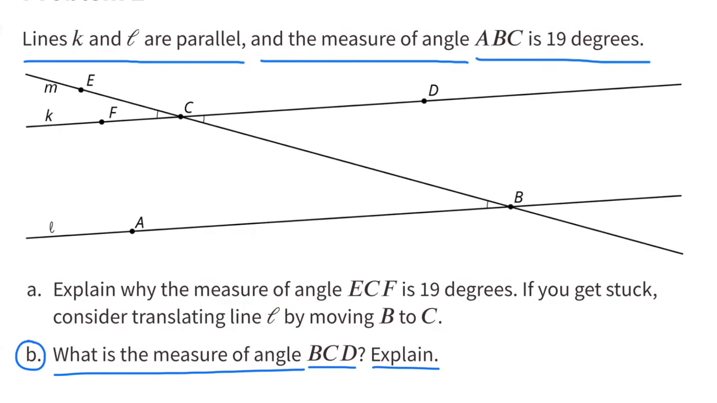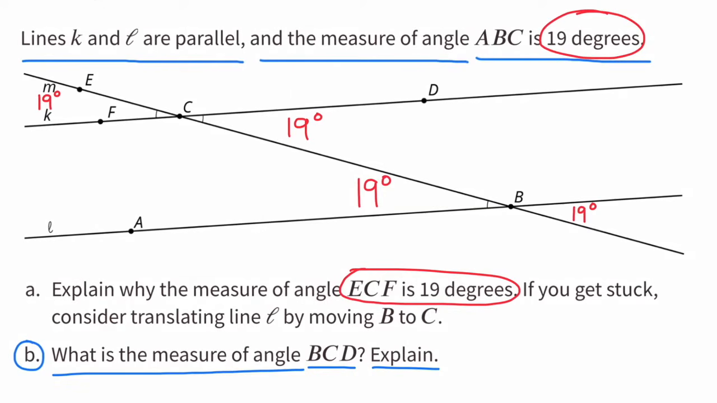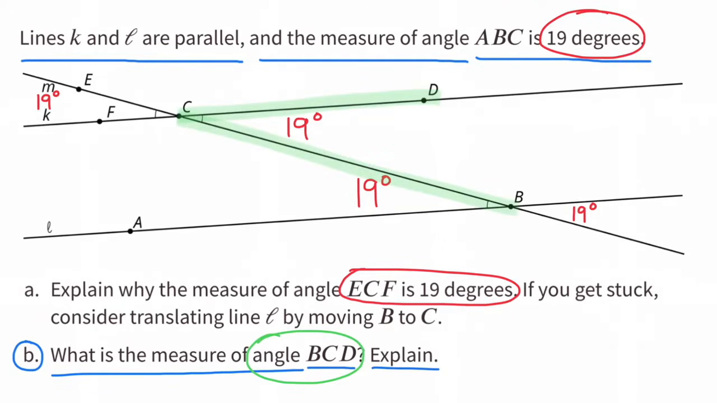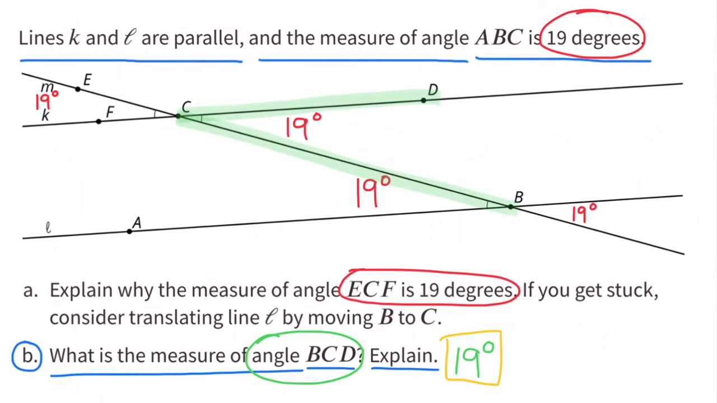B. What is the measure of angle BCD? Explain. Angle BCD is an alternate interior angle of angle ECF. And since angle ECF is 19 degrees, then angle BCD will also be 19 degrees. I went ahead and labeled all the angles with the measure of 19 degrees.